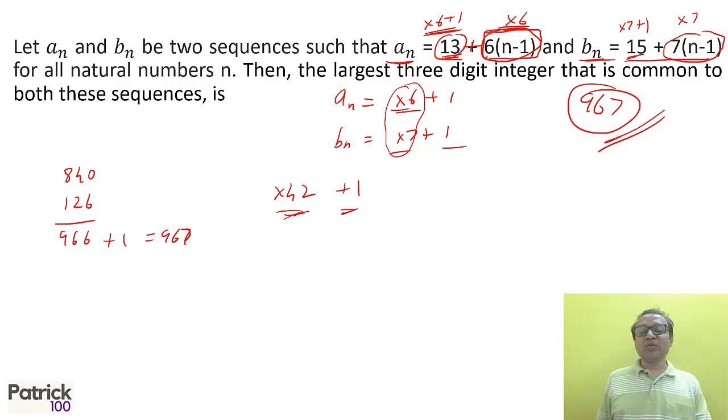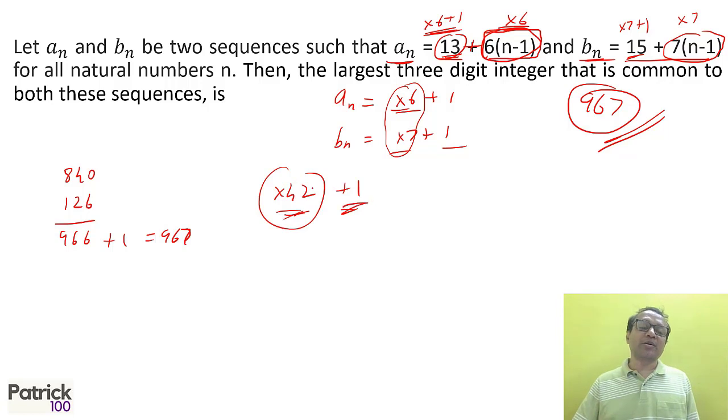I want a multiple of 6 plus 1 and a multiple of 7 plus 1, so take the common multiple of 42 plus 1. Look at that, 840 is a multiple of 42, 126 is a multiple of 42, so 966 is a multiple of 42. Plus 1 will give you 967, the largest possible number. You can also divide 1000 by 42, find the remainder and work on that. That is also possible.